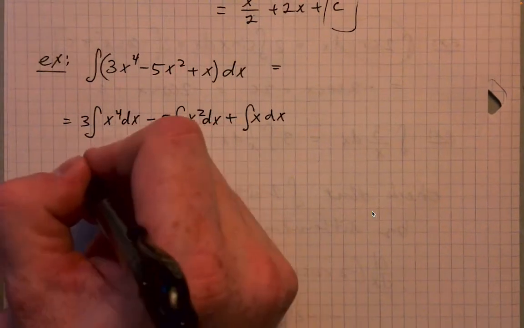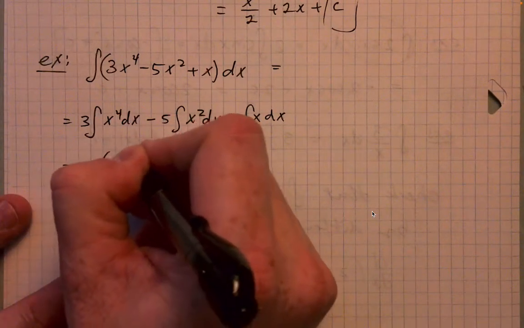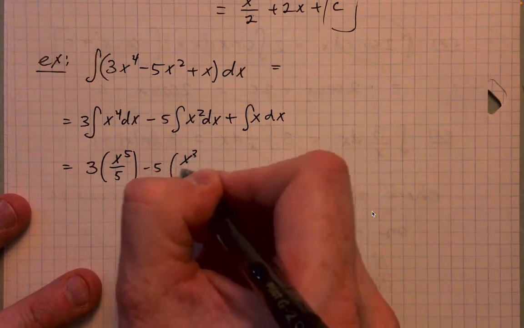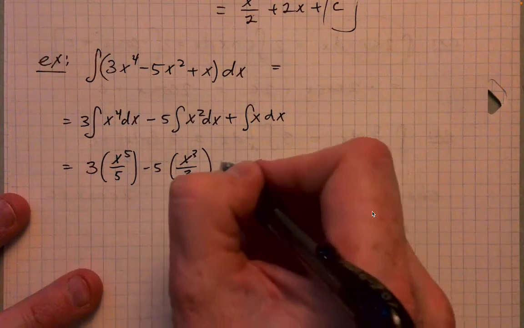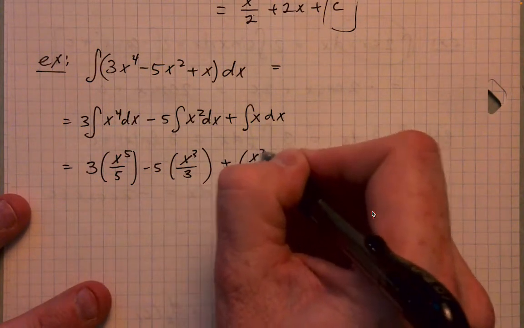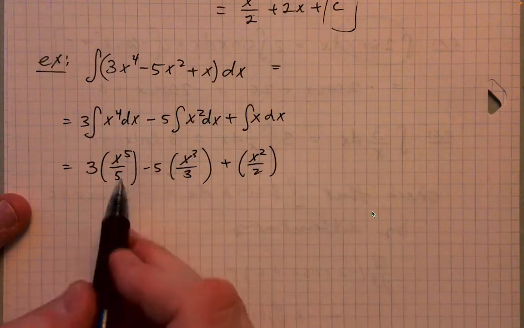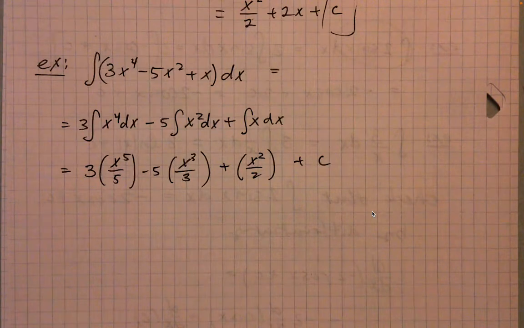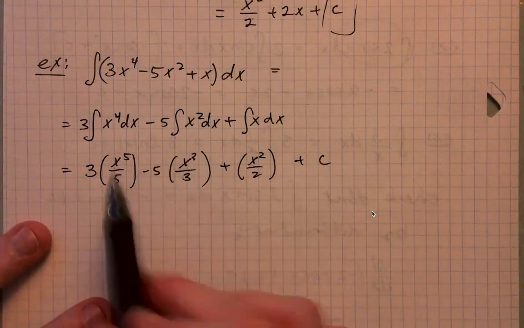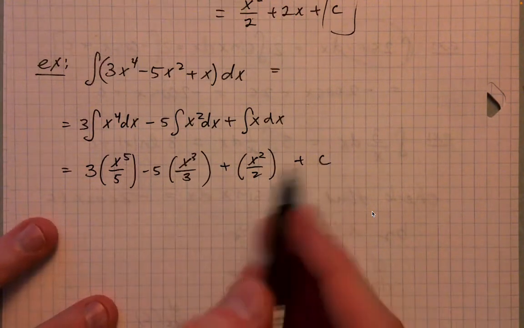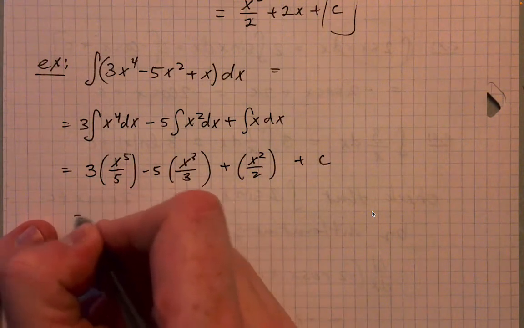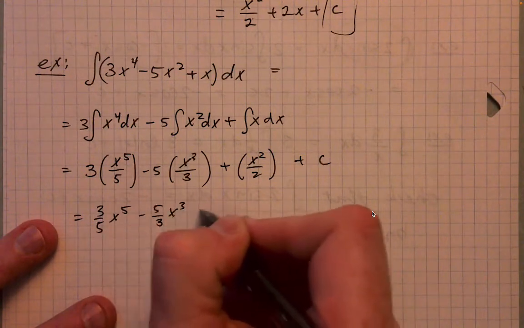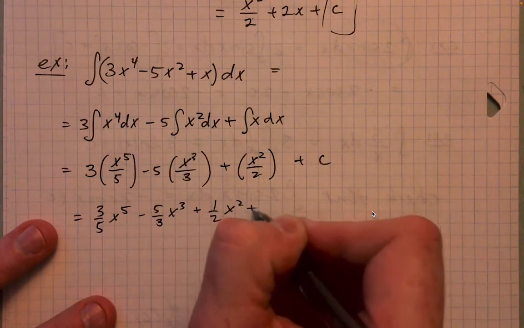And so this would be 3 times x to the fifth over 5 minus 5 times x to the third over 3 plus x squared over 2, right? And then you'd have a plus c plus c plus c. Just put the c on the end, that's okay. All right, and then of course you could simplify this down, well, actually not really. So this would be 3/5 x to the fifth minus 5/3 x cubed plus 1/2 x squared plus c.